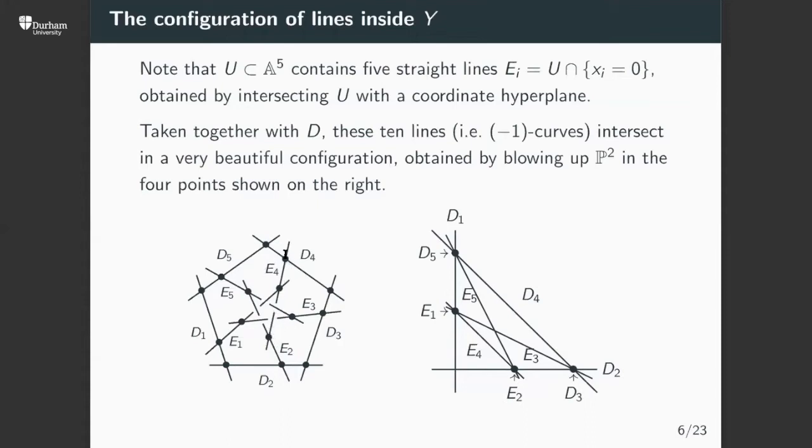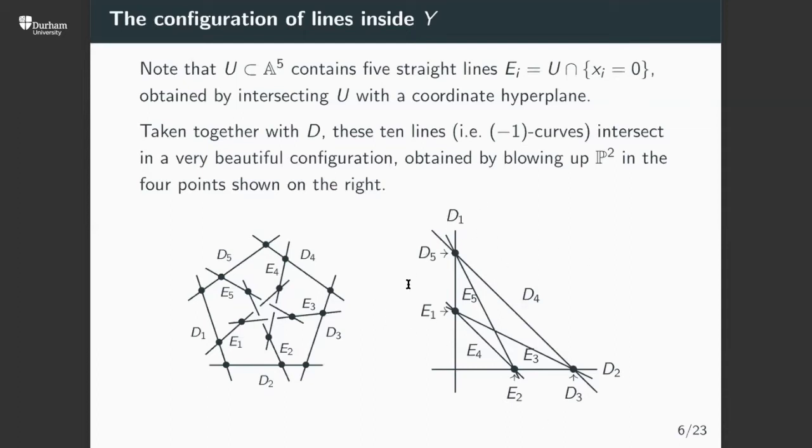If you look at the dual intersection graph of these 10 lines, then you find that they form the Petersen graph. For the dual intersection graph, for every line I draw a vertex, and for every intersection I draw an edge, and then you'll find that this is the Petersen graph, a very famous and beautiful symmetric graph. And we also know that a del Pezzo surface of degree 5 you can obtain by blowing up 4 points in the plane, in P2.